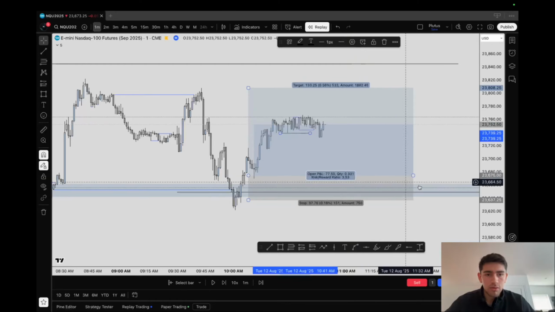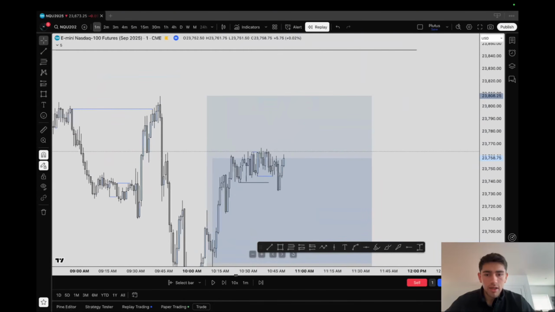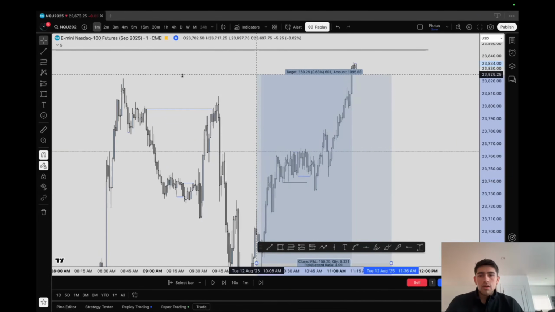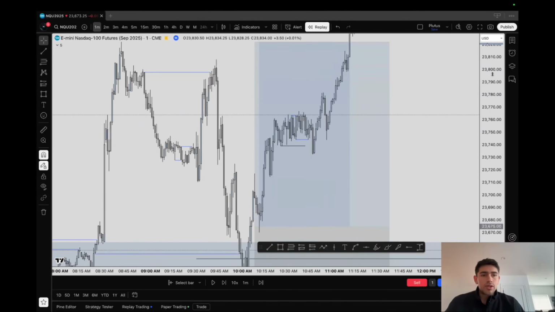Where is it? There it is. 1 minute inversion. I added here. I remember I took this trade. And then we hit data highs. Yeah, so. I ended up taking this trade here. I remember.